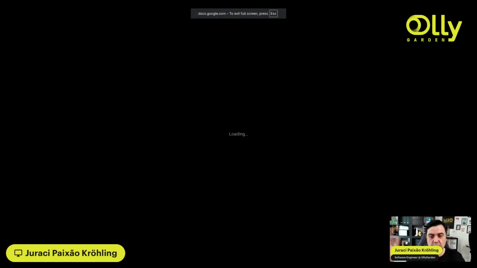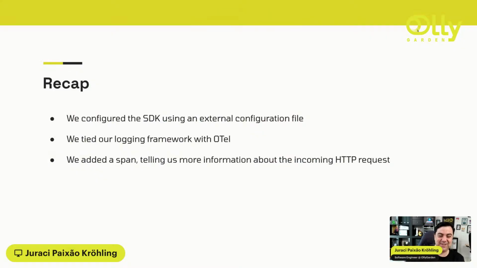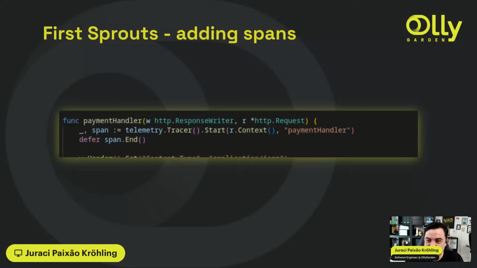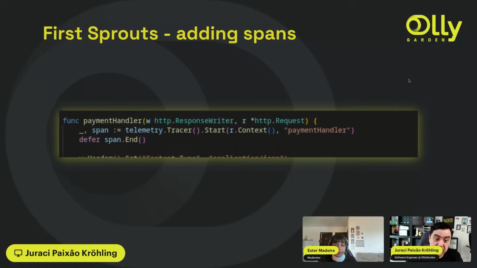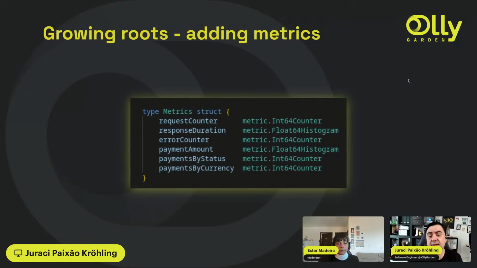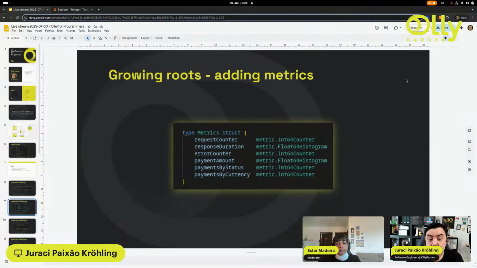All right, so this is what we've done. Now we've done the 3 steps in here. We added a span telling us more information about the incoming HTTP request. Cool. We added a new span called payment handler. And the next step is we are going to add some metrics.